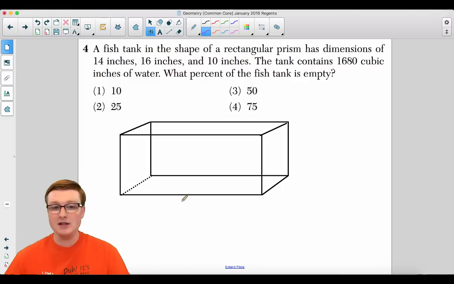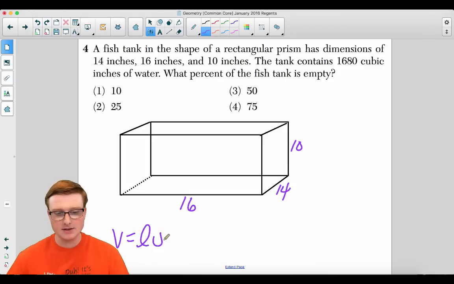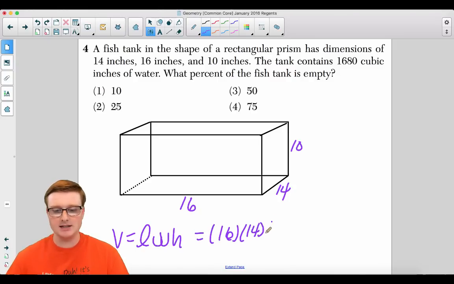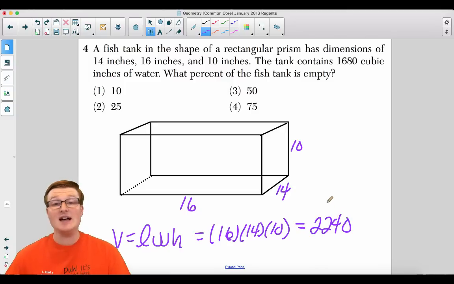So the dimensions are, let's see, 14, 16, and 10. So the volume of a box is length times width times height. Therefore, that's 16 times 14 times 10. That should be pretty easy multiplication. That is going to be 2,240. That's how much the tank could hold.